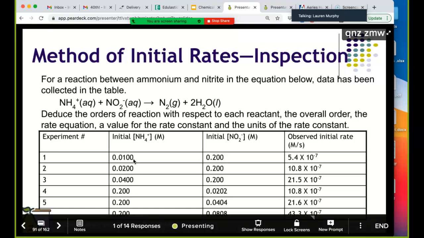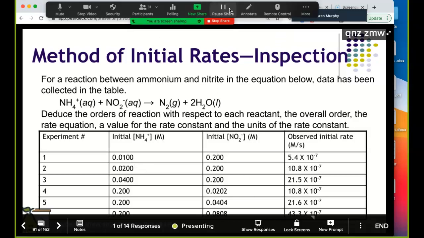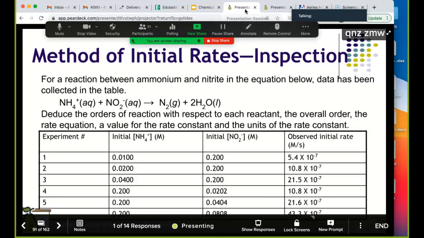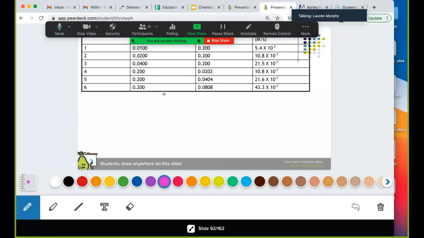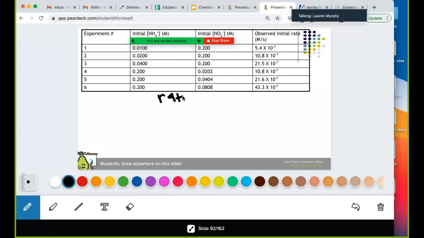So I'm going to do 1 and 2. Okay? Now I'm going to do this by inspection at this point. So here we go. So remember, a rate law looks like this. Rate equals K, and I'm trying to find the order of ammonium, and I'm trying to find the order of nitrite. These are both of my reactants.